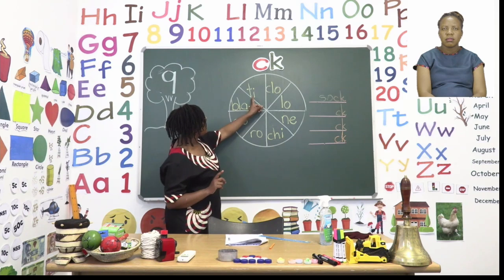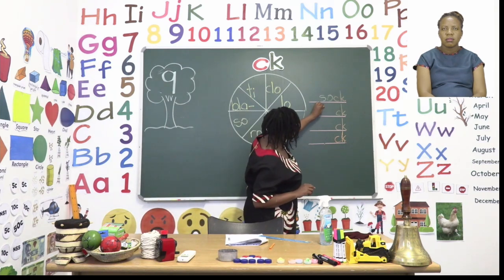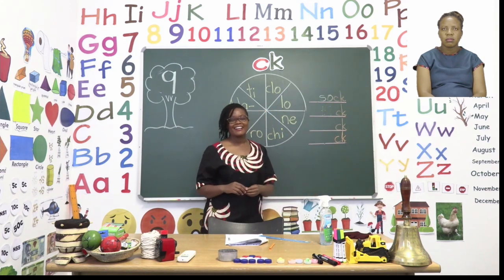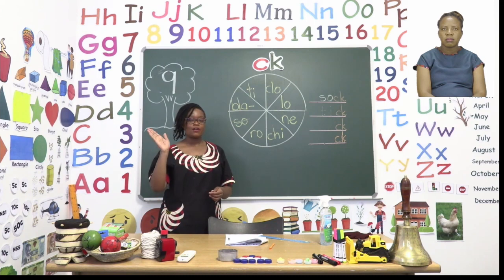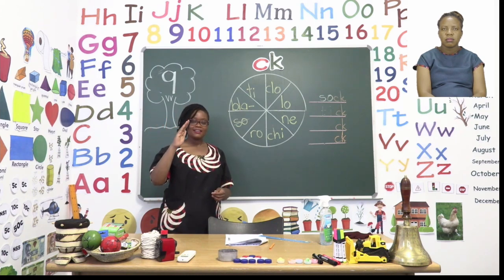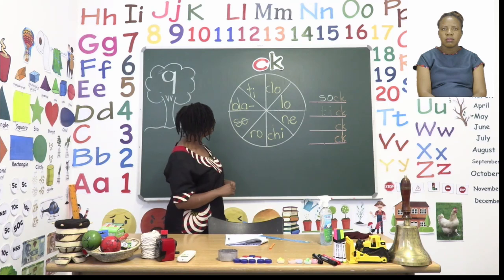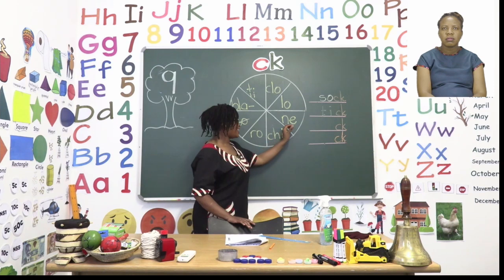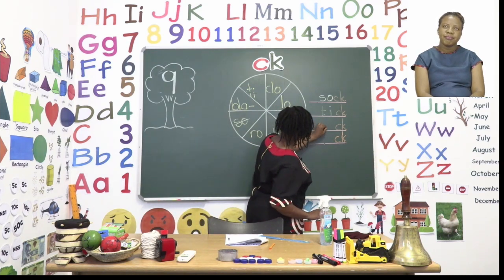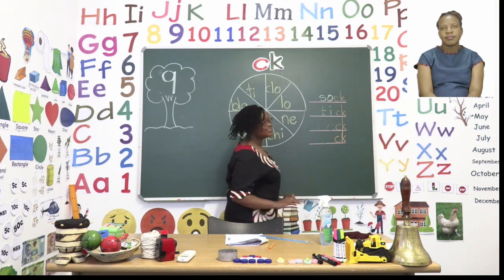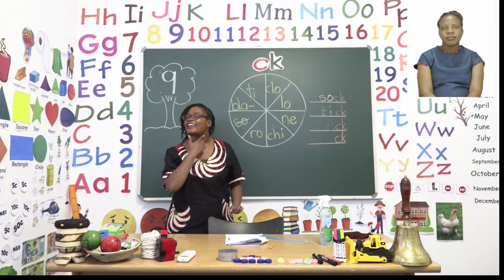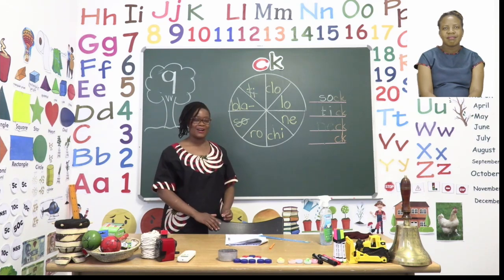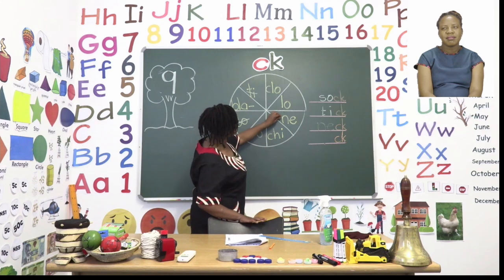The next one I want to make is t-e. So we're going to take t-e and k, t-e-k, make tick, like the sound of a clock. Tick, tick, tick, tick, tick. So go ahead and cancel that one out. Then we have neck. N-e, n-e-k. Neck. Everybody touch your neck. Very good. Stretch your neck like a giraffe. Well done. So that is our word.